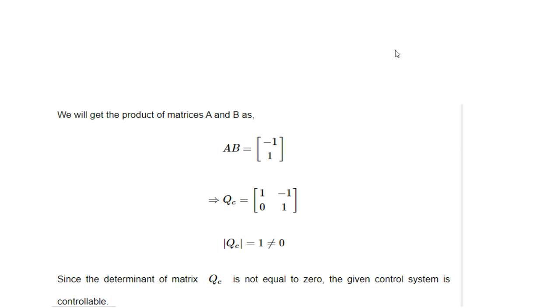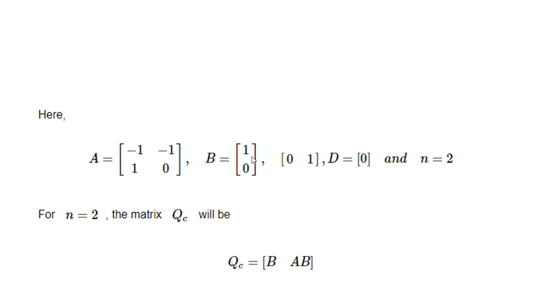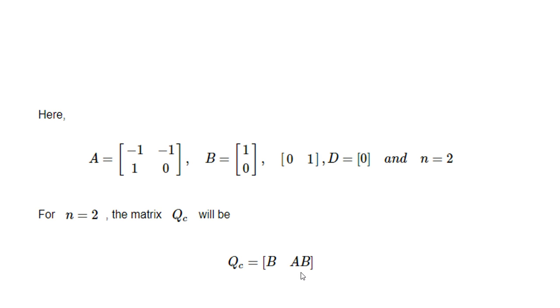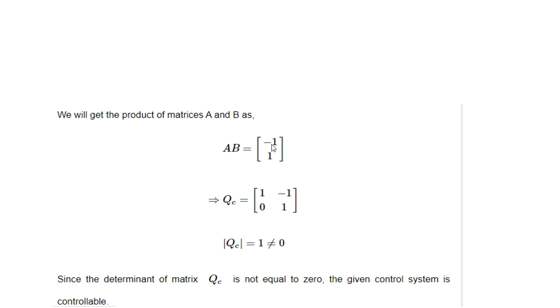Now we have to put this B and AB. So B is 1 0, so it is put over here, 1 0, and here we have to put the matrix of AB. So AB is minus 1 1, so it is put over here. Now we have to find the determinant of QC. So before that we have to find the value of QC, and the determinant is written like this.